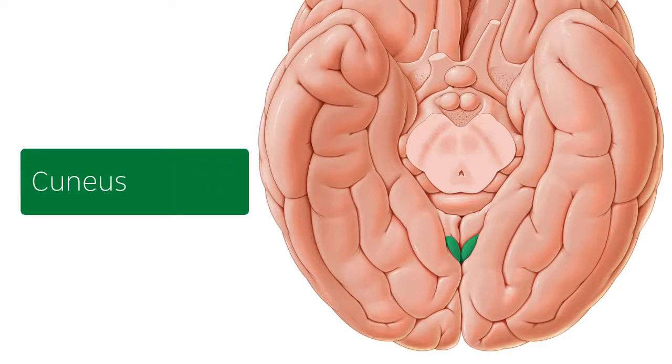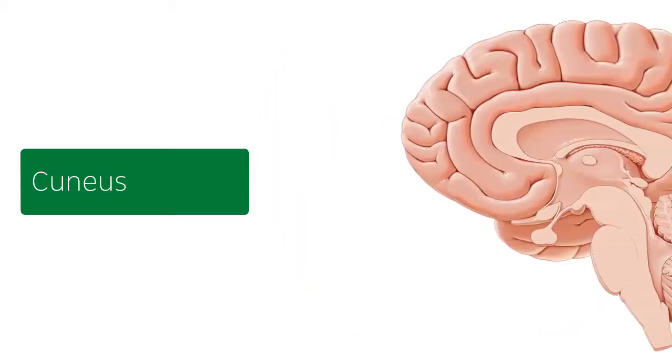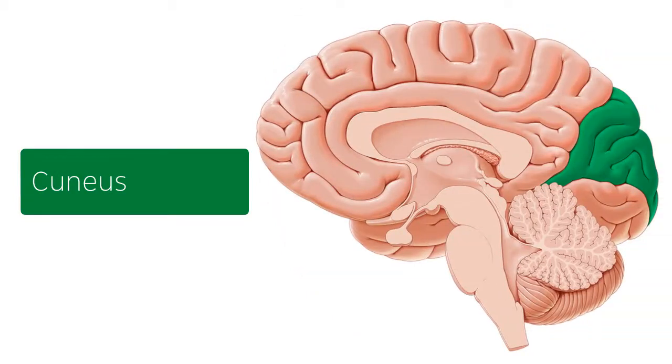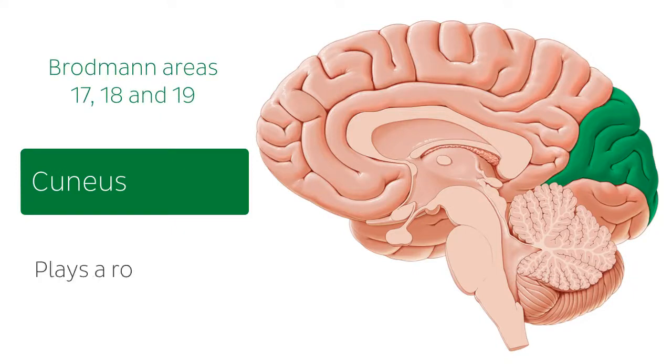Now, when we look at the medial aspect of the cerebral hemisphere, as you can see from this view, you have then a full view of, or almost full view of, the cuneus, which is located between the calcarine sulcus and the parieto-occipital sulcus. This is a small lobule of the occipital lobe containing then the Brodmann areas 17, 18, and 19, and plays a role in basic visual processing.